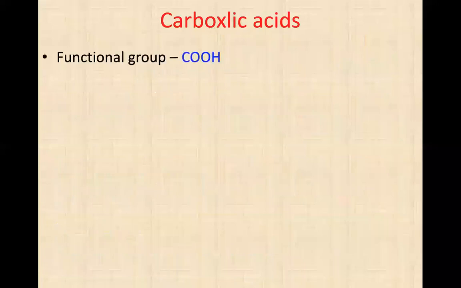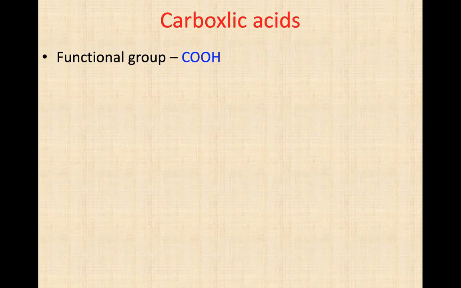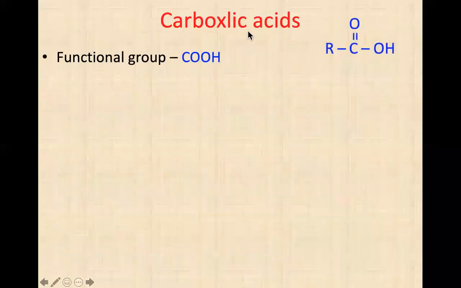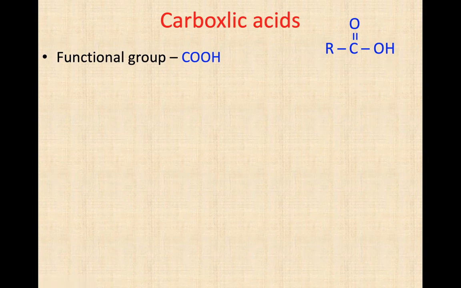Carboxylic acids. Right. The functional group of carboxylic acids is COOH. COOH will be at the end. When you see that, you know it's an -oic acid. Which oic acid is it? Well, it depends on the number of carbons, but don't forget to count this carbon. So we've got R, C, double bond O, OH. The carbonyl group is polar and the OH group is polar, so these are polar molecules. Again, there's hydrogen bonding involved, and they're soluble in water because they're polar.